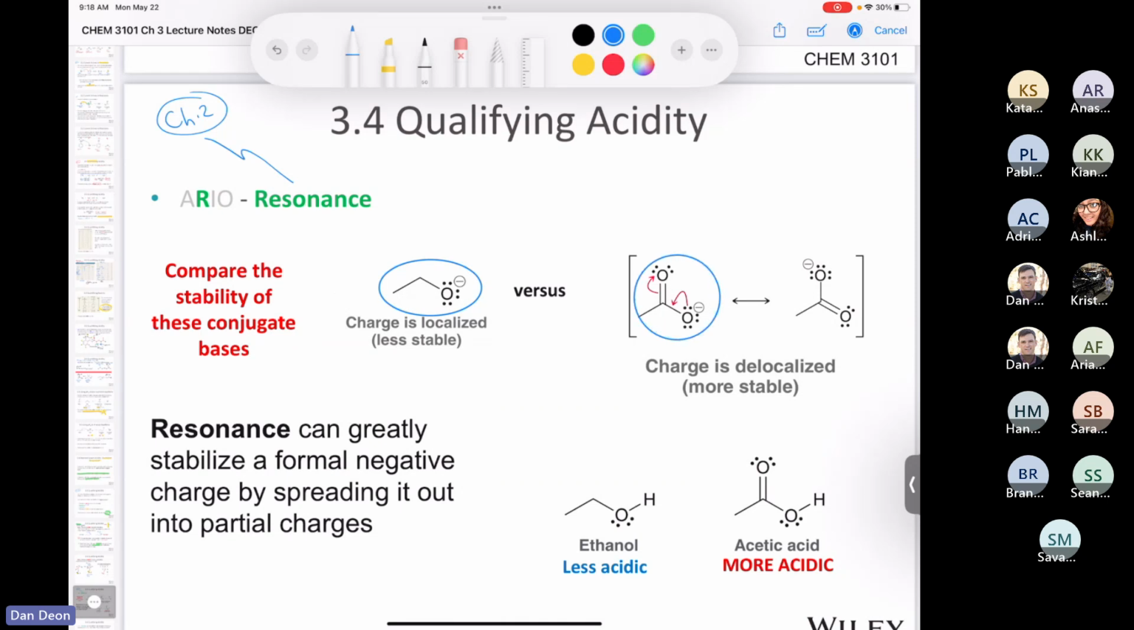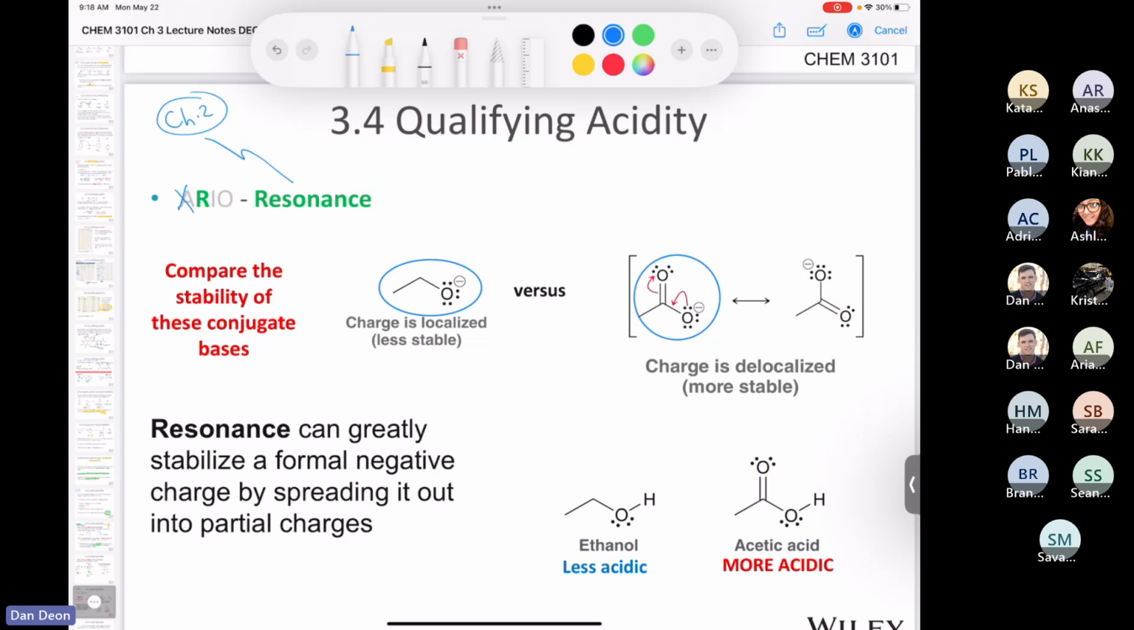If we compare the relative stability of those two bases, we cannot use atom to determine which one is going to be the most stable, because the negative charge is on the oxygen in both cases. So we can't use atom. However, we move over to R, and R is resonance. And you remember from the chapter on resonance that the more resonance contributors we have to the hybrid, the more stable the ion or the molecule is.